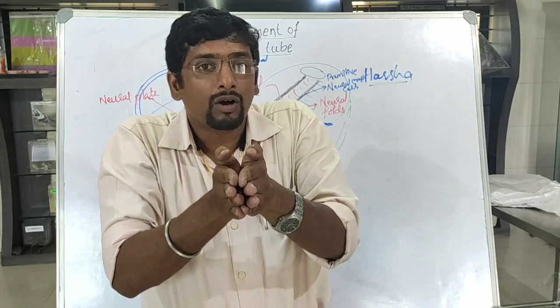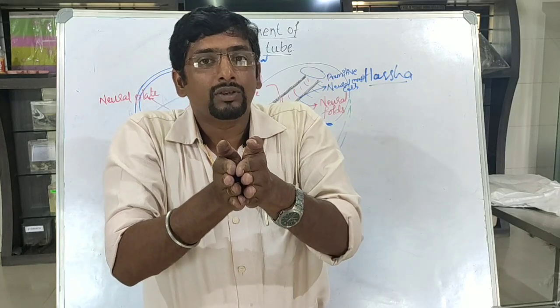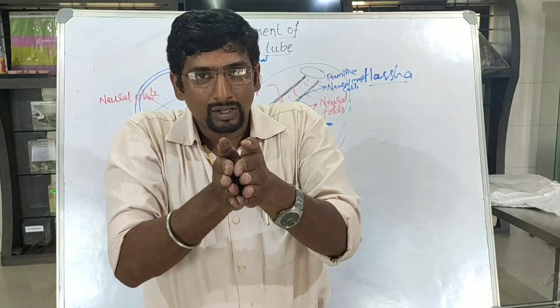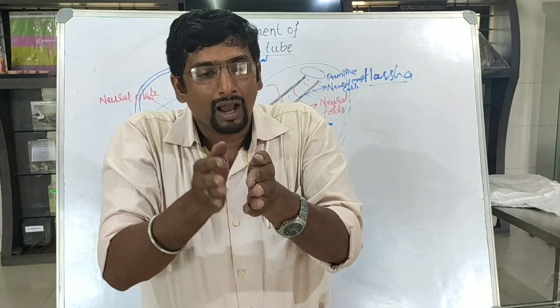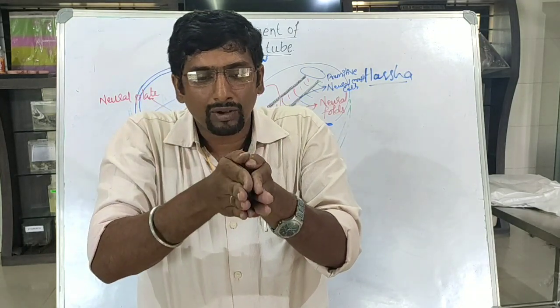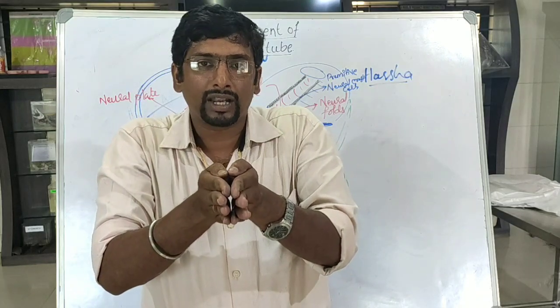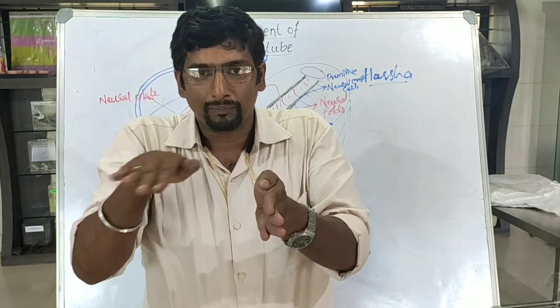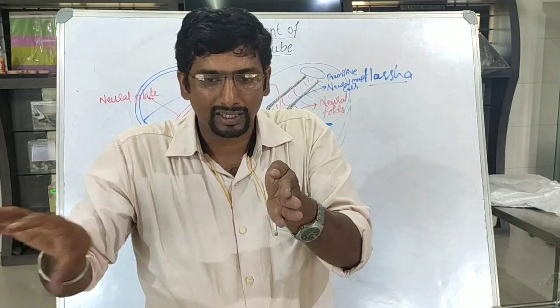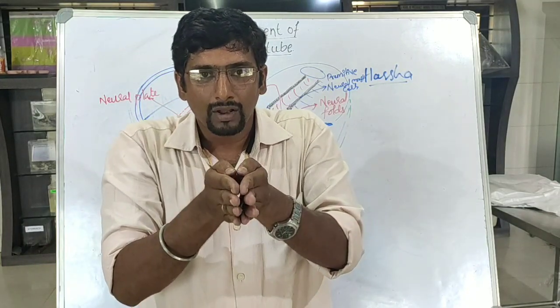So where are they present? On the superolateral side of the neural tube. As it closes, the normal layer of the ectoderm again takes part in its complete form. Below there is an endoderm, and this side there is a mesoderm.